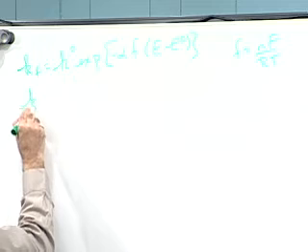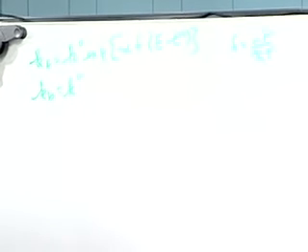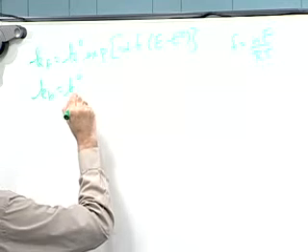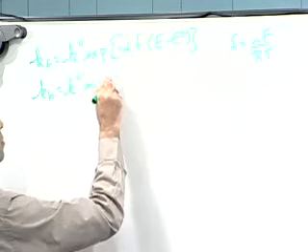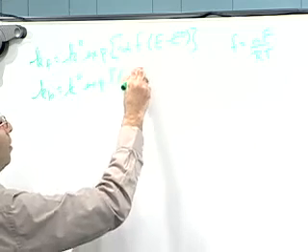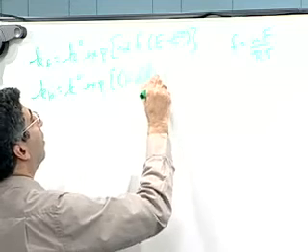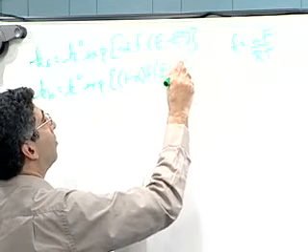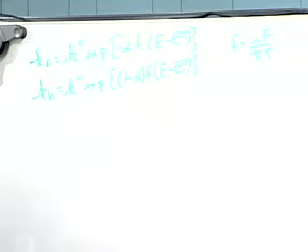And likewise for the back reaction, I have the same self-exchange rate constant because that's the other half of the couple, times the exponential of 1 minus alpha, little f, times E electrode minus the thermodynamic redox potential.